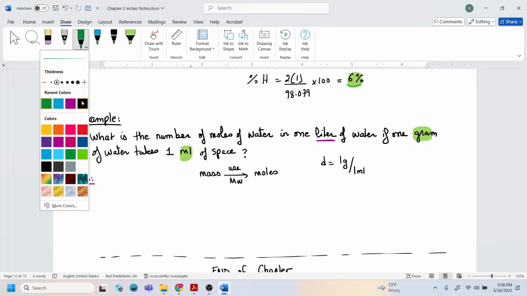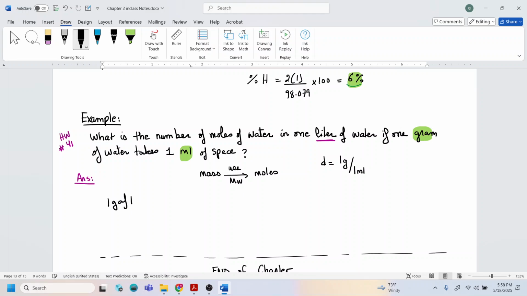So let's go ahead and build our equation. I'm starting with 1 gram of water per 1 mil. I need the number of moles, right? So to get the number of moles, first, what I need to do is get rid of the mils. And to get rid of the mils, I need to relate this into liters. This is what I need to do, because it says the number of moles of water in 1 liter. So at the end, I need my answer to be moles per liter. This is going to be my guide.